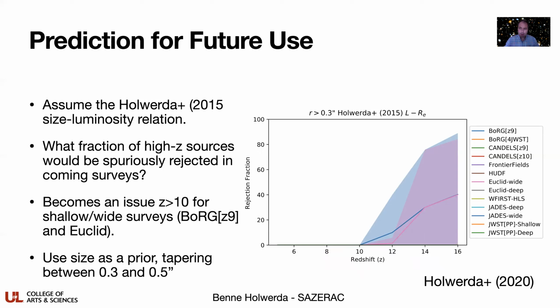Other than that, most other surveys are perfectly fine, because they are both narrower, so they are not going to pick up as many of these bright sources, and they are going to pick up many more smaller, fainter sources, and then you can use this size cut with pretty much impunity. If I go to 0.5, really the problem only persists in BoRG beyond this redshift, and frankly, BoRG isn't going to get to that redshift. So really, I don't think we have much of a problem using size as a weak prior here.